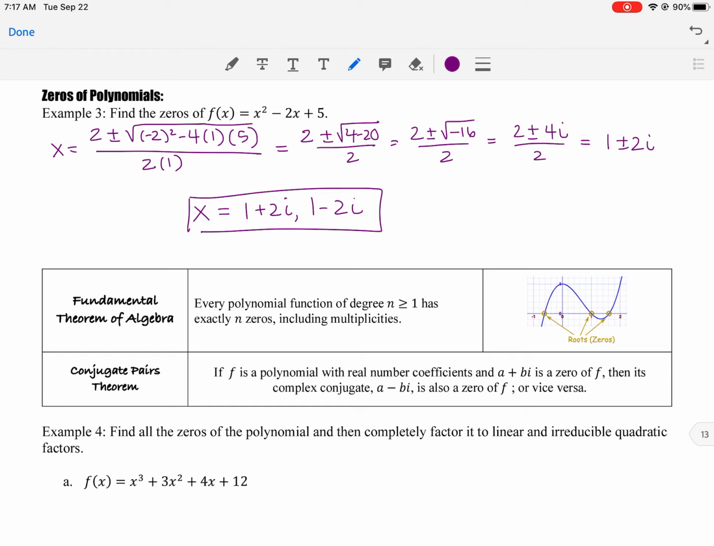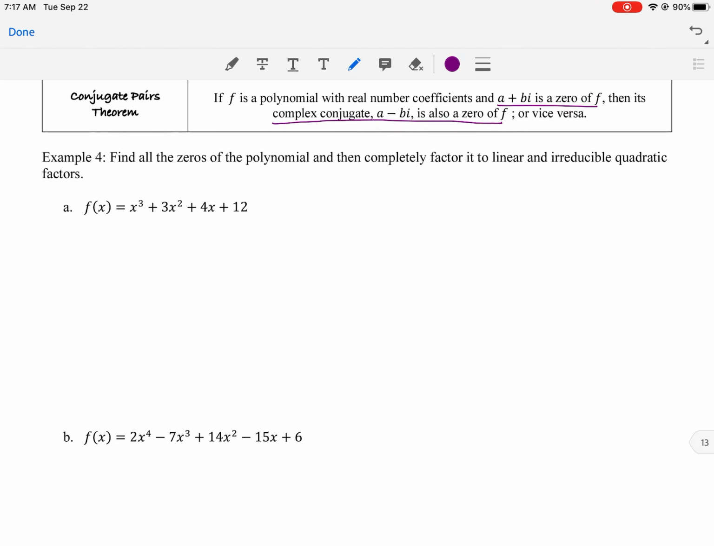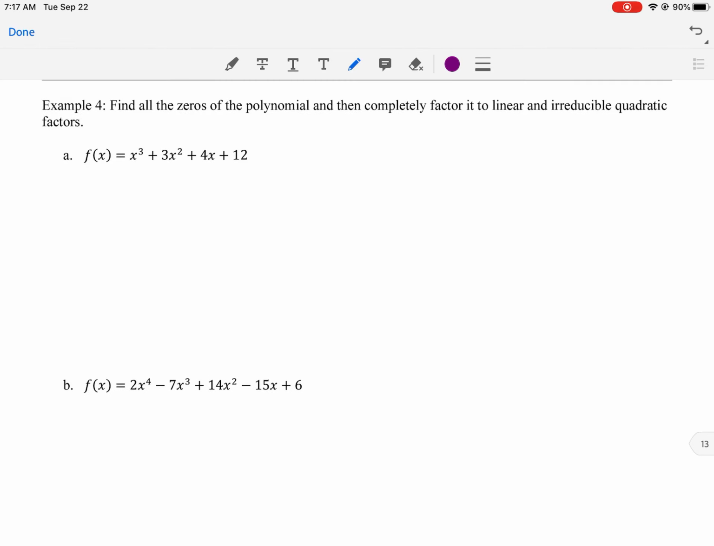The new one about the pairs here is that, as long as your polynomial has real coefficients, if a plus bi is a zero, then the complex conjugate is also a zero of that polynomial. So notice they do come in pairs. So let's go ahead and go through. We said find all the zeros of the polynomial and completely factor it into linear and irreducible quadratic factors.